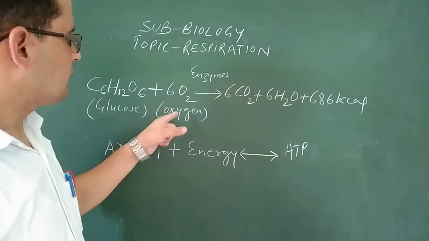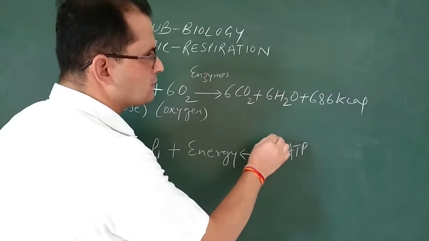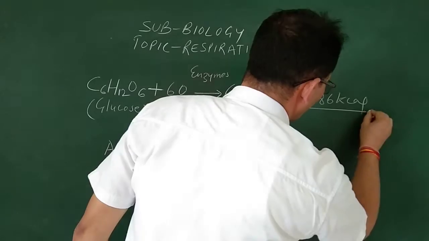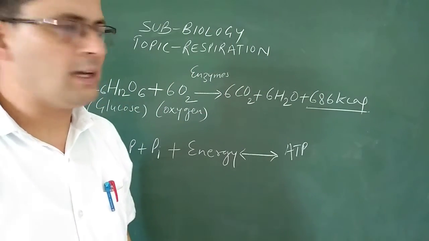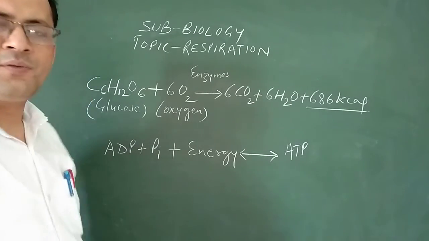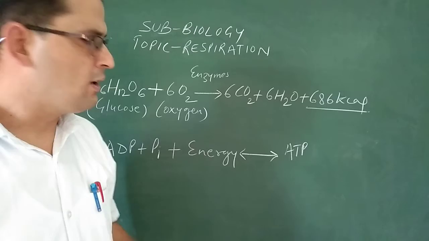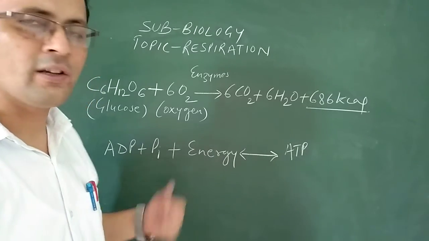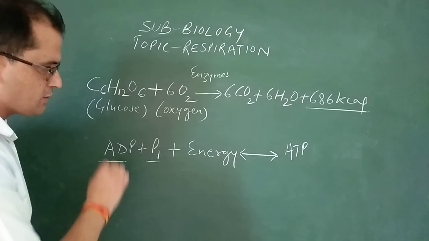Now due to this, what will happen? There will be formation of carbon dioxide, there will be formation of water vapor, and 686 kilocalories of energy is produced. Now, beta, almost 50% of this energy is used in the synthesis of ATP from ADP and inorganic phosphate. So this is adenosine diphosphate and this is inorganic phosphate.